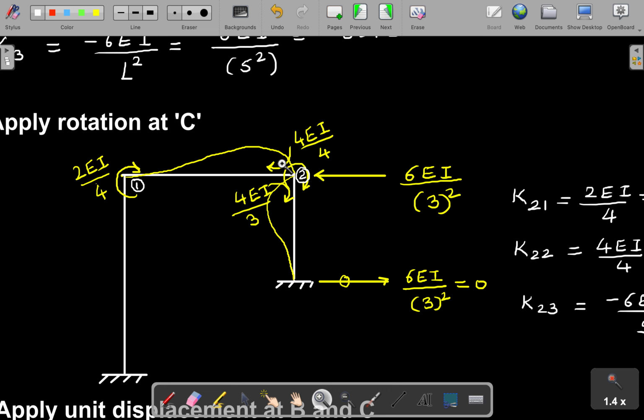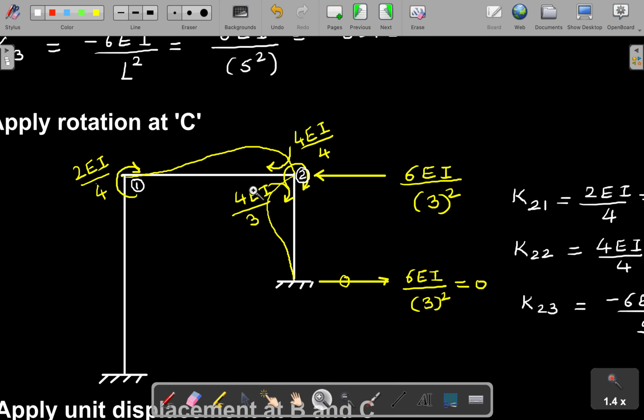Now again write the usual way of writing moment, 4EI by L. The far end will be 2EI by L. Again here 4EI by L. In this case this is L, so this is 3 meter. For this case it is 4 meter. So this is 4EI by 4 meter. That is the L I am talking about.